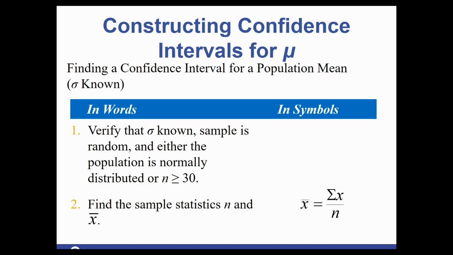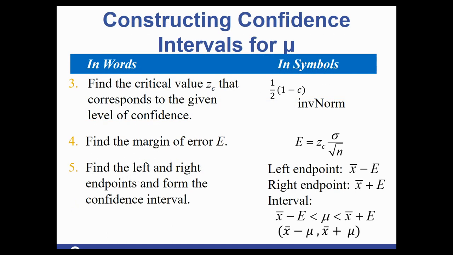So real quick, just to recap the steps that you were going through, you are going to check first that you have a population standard deviation, that your sample is random, and it either says normally distributed or a sample size greater than or equal to 30. Then if you are not given your sample mean, you're going to find your sample mean. You are going to find the critical value, which means taking the C that you were given, your confidence, plugging it into the little formula, which then plugs into inverse norm, and that's going to give you ZC.